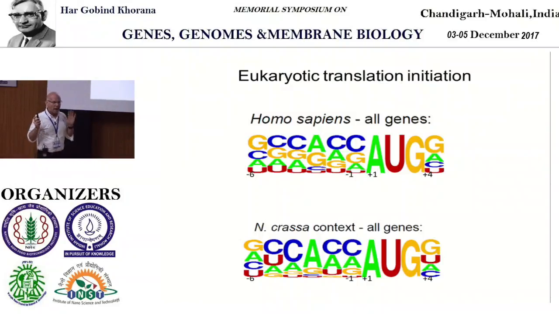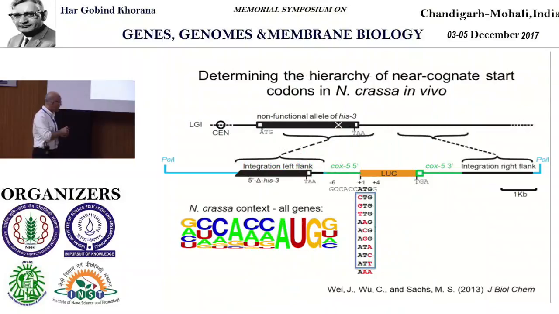So what happens, right? Many people who work in bacteria know that AUG is not the only initiation codon. But in eukaryotes, it's only now really widely appreciated that that's the case.